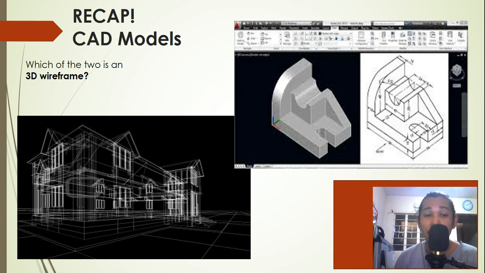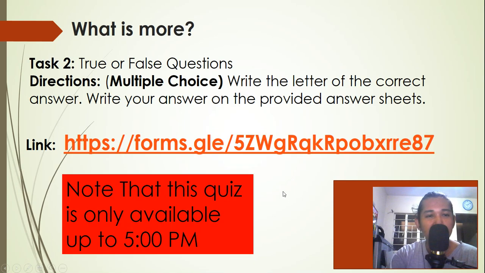Okay, tama. Itong nasa kanan ko. Ano nga ulit ang characteristic ng 3D wireframe? Ang 3D wireframe only shows all the edges of the object, while this one is the surface, 3D surface model, which shows the surface of the model. Okay. Now, that's the end of our lesson.